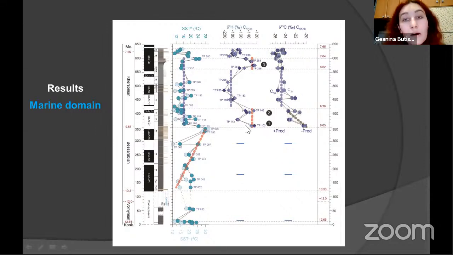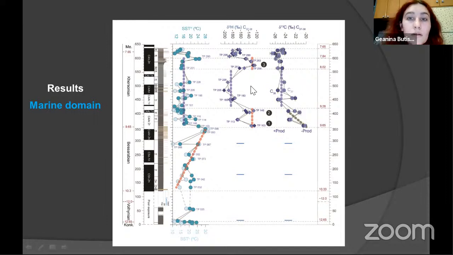The hydrogen isotopes show us three dry intervals. One is centered at 9.65 and the second one at 9.28, while the third one is appearing at around 8 million years.